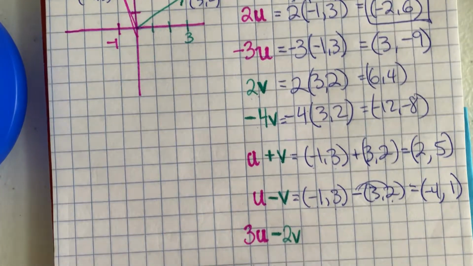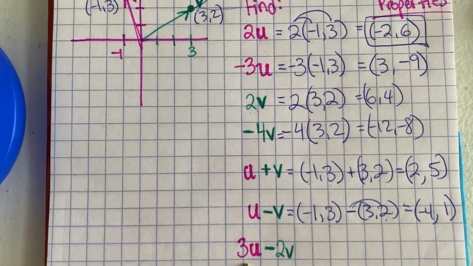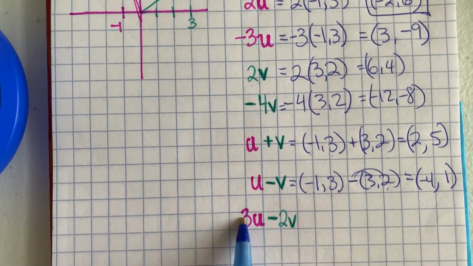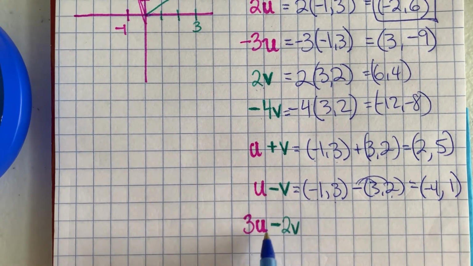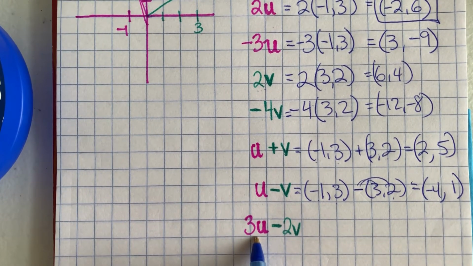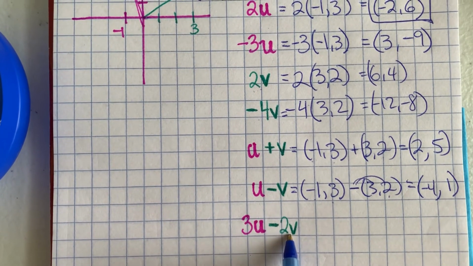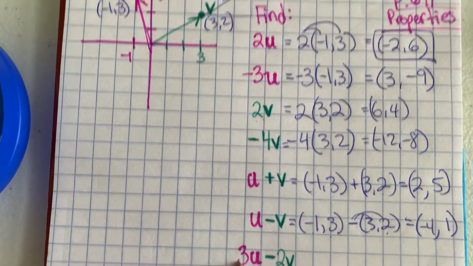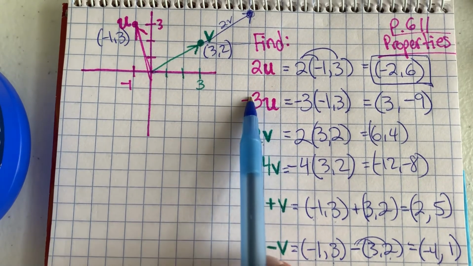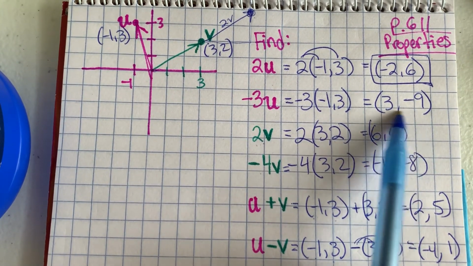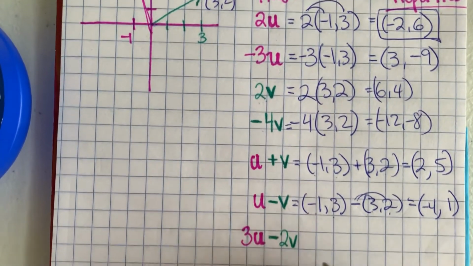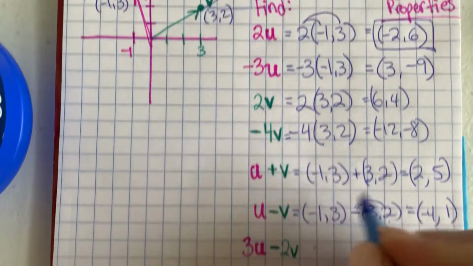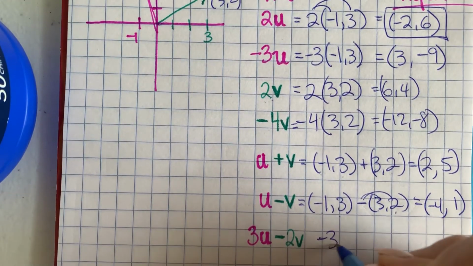Okay, and then we have, and you will have this on the homework, a 3u minus 2v. So it's really a two-step problem. We have to multiply 3 onto the u and 2 onto the v, and then we can subtract them. Okay, following order of operations. So 3u, we've already done negative 3u, so let's flip the signs on that. So it's a negative 3, positive 9 will be a 3u.